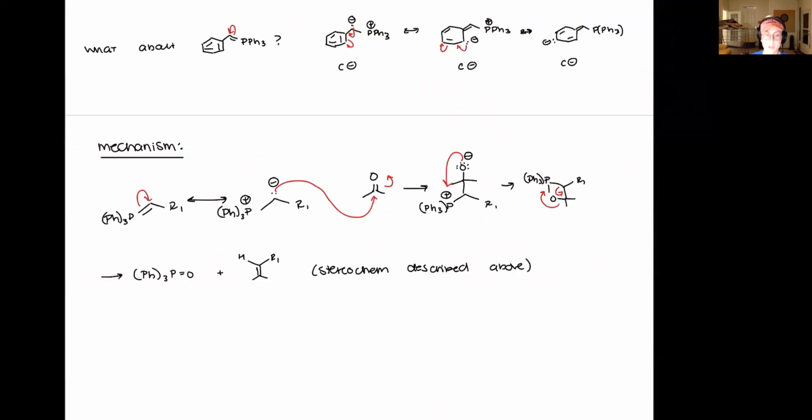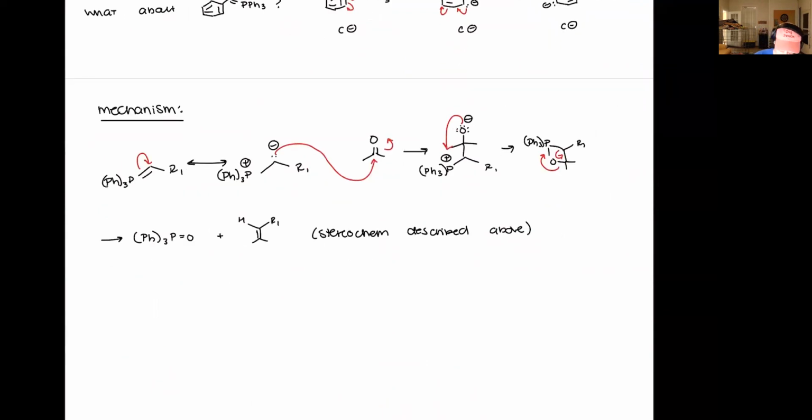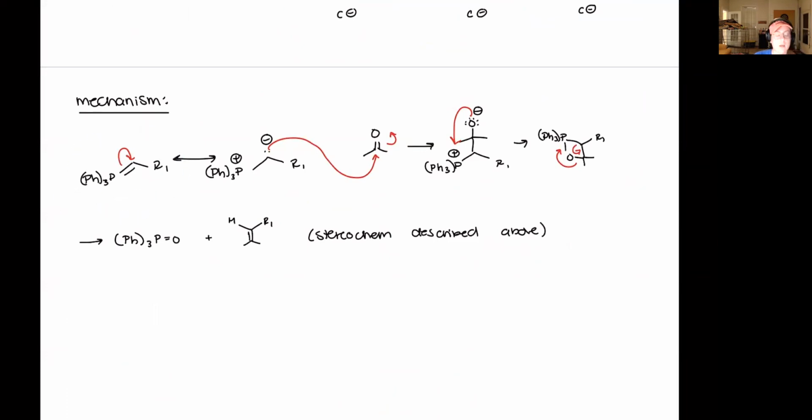So now I want to briefly go over the mechanism, and this mechanism is a little bit wonky, so I'll try my best. Again, in this case, we start with the ylid. We want to draw this Wittig form so that we can see a little better what's going on. This carbon will attack the carbonyl, pushing these electrons up onto the oxygen, and we get this intermediate right here. The negative charge on the oxygen is going to be attracted to the positive on the phosphorus, and so it's going to make this square-like shape right here.